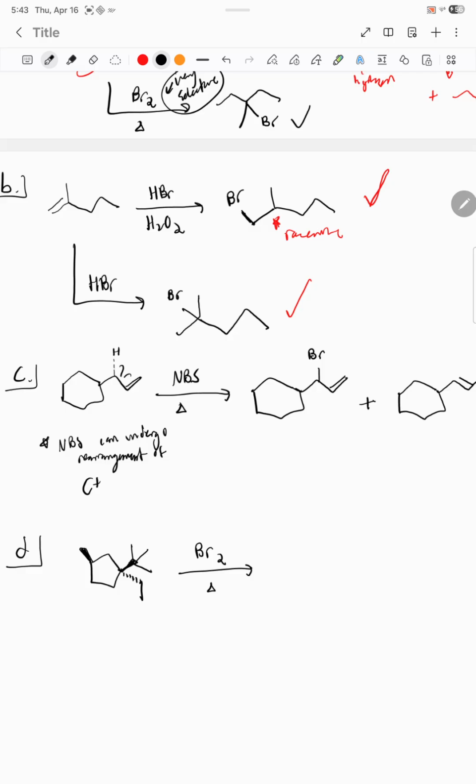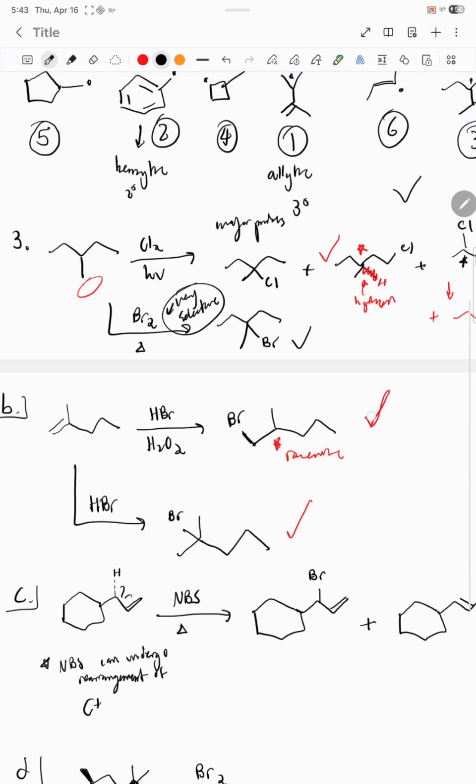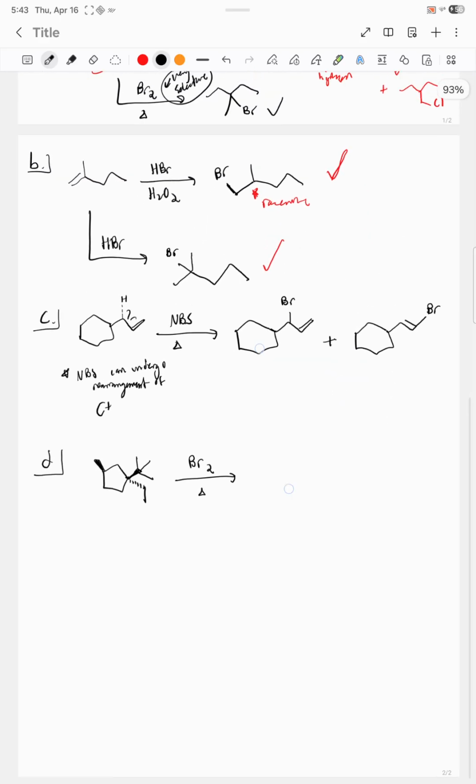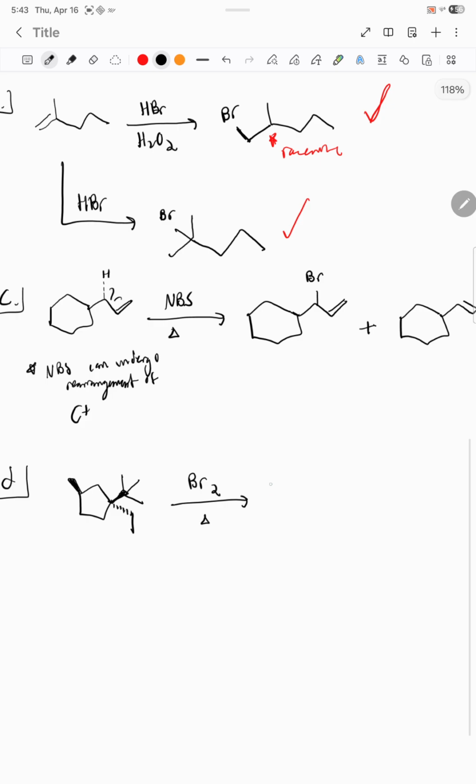I forgot what the mechanism kind of looks like for this. I shall explore it soon. But let's say our products would look like this, just because. Would we get Br here, maybe? This is my pure guess. If that's the case, that seems to be the only major product.